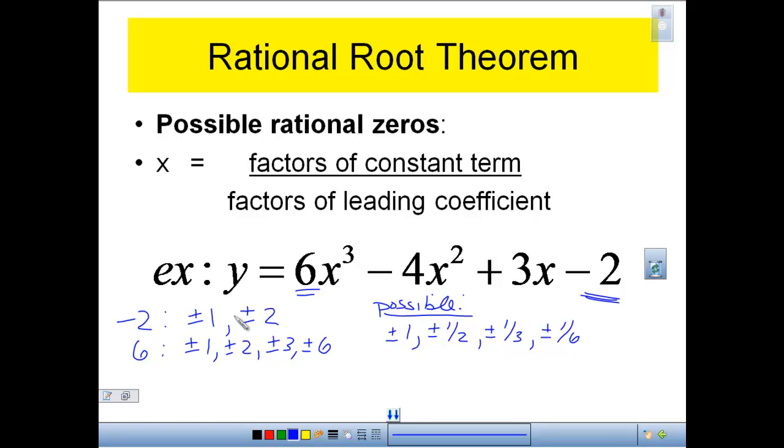So those are all our values with 1 as our constant factor and one of these values for our leading coefficient factors. We also have the value 2, 2 over 1, which would simplify to plus or minus 2. We'd have 2 over 2, which simplifies to 1. We've already got that. There's no need to list it again. 2 over 3, we don't have that one, so plus or minus 2/3. And then, of course, 2 over 6, which simplifies to 1/3. We already have that factor. So these are all possible zeros that you could try.